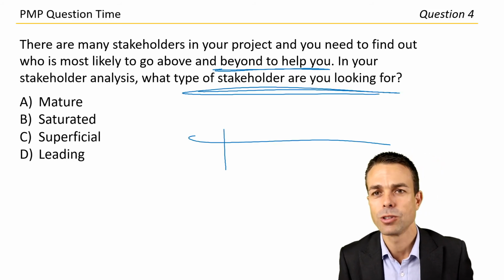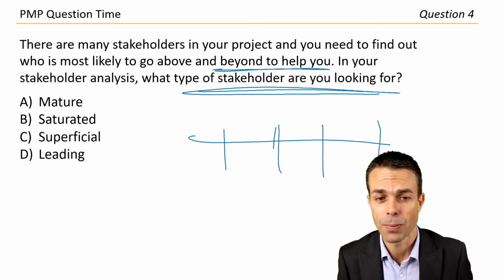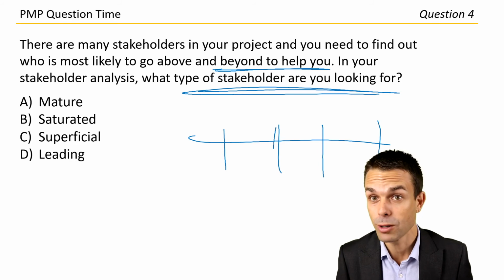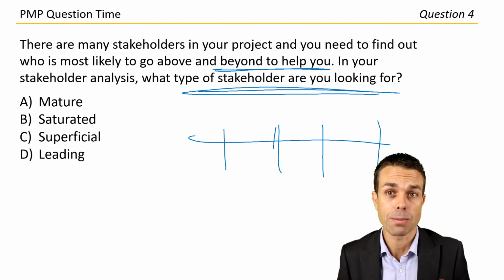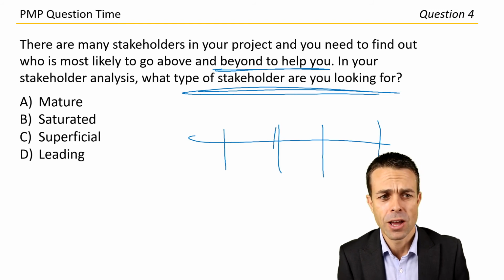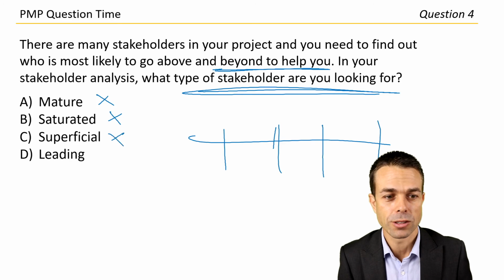Now it is good to do a check-in, even if it's just with yourself or your immediate project team. Who are your stakeholders and how are they going? Are they supportive of your project? This is actually a great practice to get into. But for this particular process, we're looking at not really mature. It's nice to have mature people on your team, sure, but that's not what we're looking for. Saturated is not really a thing. Superficial is not really a thing.